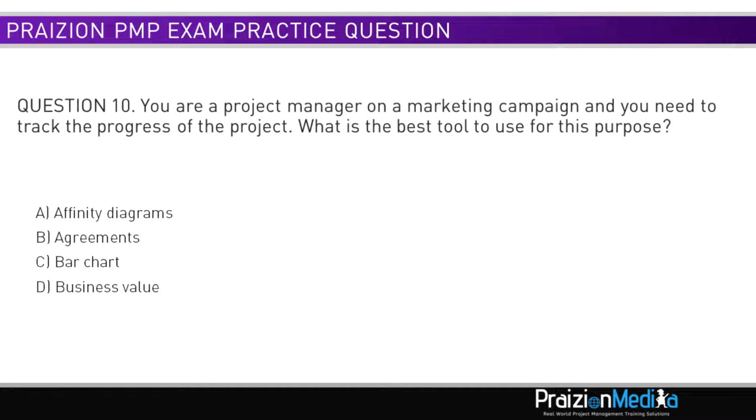Question 10. You are a project manager on a marketing campaign and you need to track the progress of the project. What is the best tool to use for this purpose? A. Affinity diagrams. B. Agreements. C. Bar chart. D. Business value.